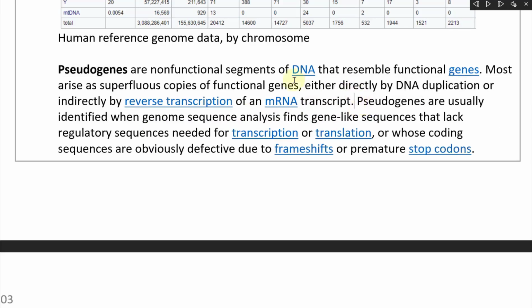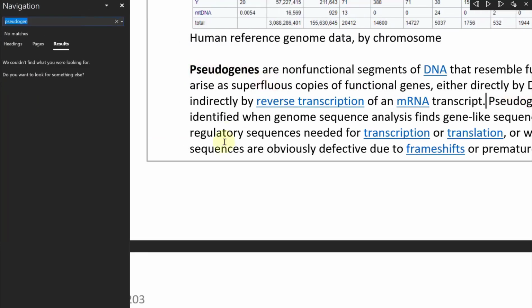So yes, that is what they are. Basically, pseudogenes are non-functional segments of DNA that resemble other functional ones. So let's go back over here.